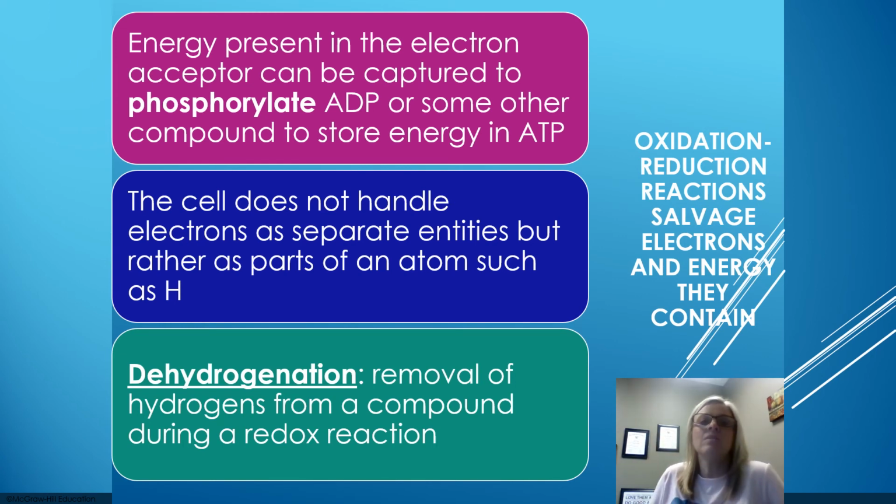Okay. The cell doesn't handle electrons as separate entities, all right, but rather it carries them as an electron and a hydrogen when we're talking about in the body, okay? So it consists of a single electron and a single proton, and they kind of travel together. And if you'll notice, there's a definition down here, dehydrogenation. And again, break these words down. What does D mean? It means to undo. Hydrogenation is a process, so you're just removing a hydrogen. Okay, if you're removing a hydrogen, then you're carrying electrons with it. All right.